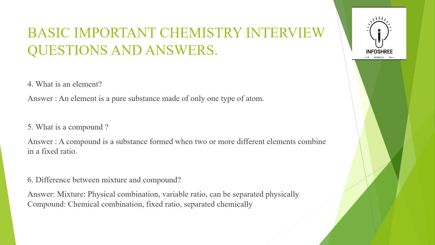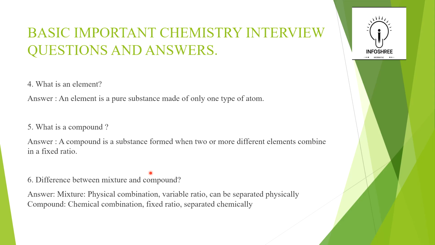Here our fourth question is: what is an element? The answer is, an element is a pure substance made of only one type of atom. And the fifth question is: what is a compound? A compound is a substance formed when two or more different elements combine in a fixed ratio.